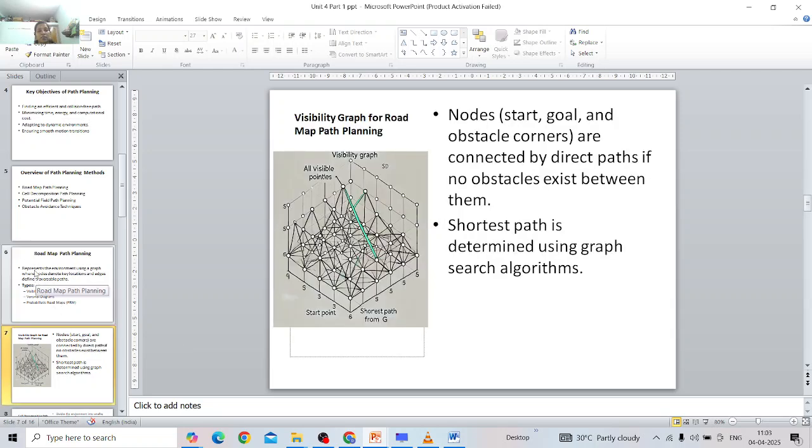In this slide, we are seeing the diagrammatic representation of visibility graph for roadmap path planning. If you see in this visibility graph, if there are no obstacles between nodes, then nodes are connected by direct paths. The various nodes are start node, goal node, and obstacle corners. If you see, these are the visible points, and if you want to find the shortest path between two nodes, you can find the shortest path using graph search algorithms.